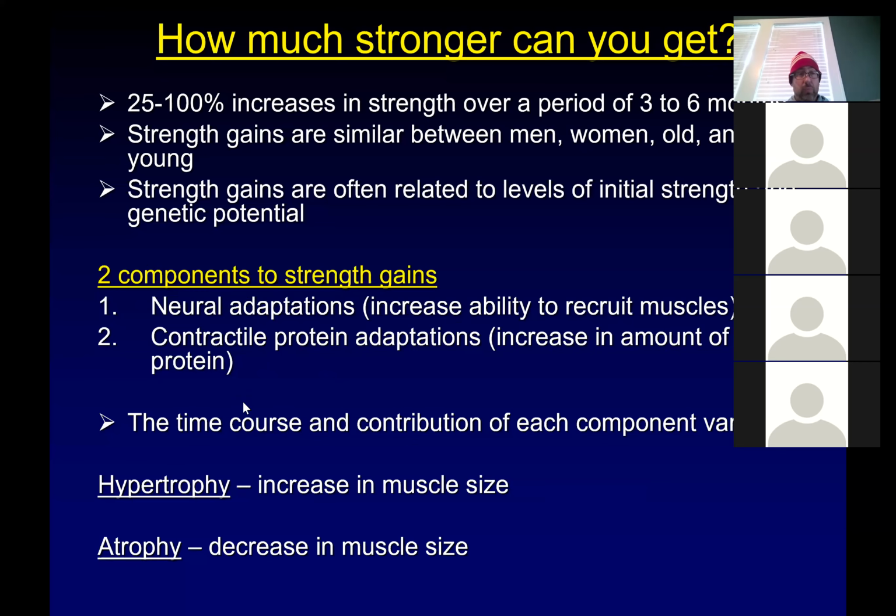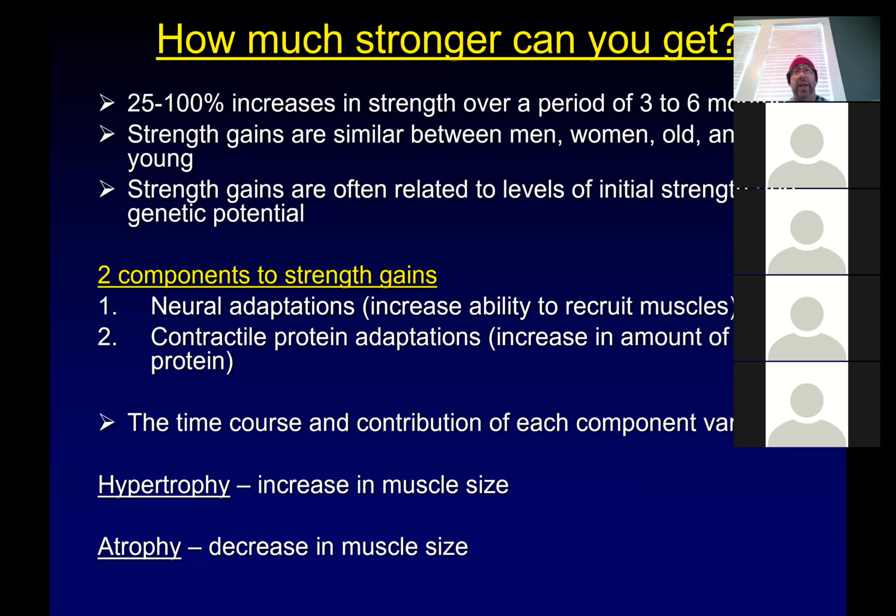All right. When muscles get bigger, we often refer to that as hypertrophy. So we will say that your muscles have hypertrophy, which just means they've gotten bigger. The converse of hypertrophy is atrophy. And so when you have atrophy, your muscles are going to get smaller.